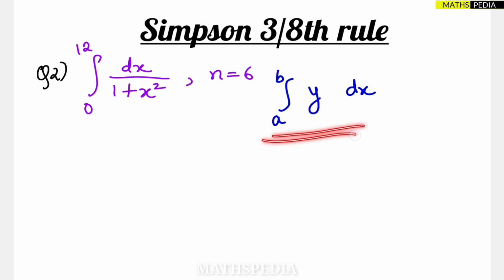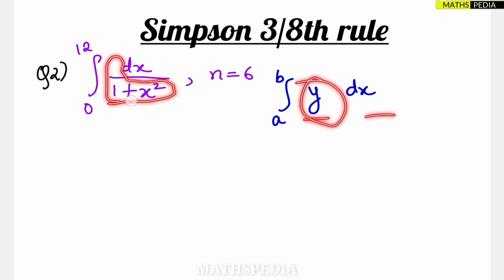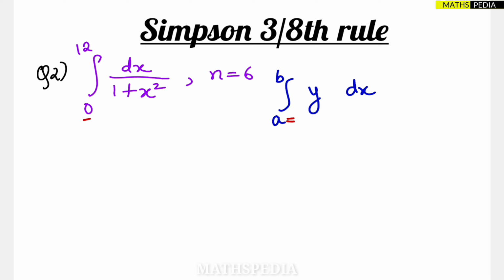Now, proceeding, we take the same question as we did in the trapezoidal method. Here this is the standard form, integral from a to b of y dx, where y is given in the question as 1 by 1 plus x square. By seeing the question we get to know the a value is 0, the lower limit, and the upper limit b value is 12. The n value is already given, so we can find the h value.